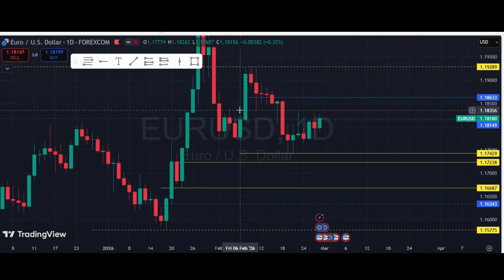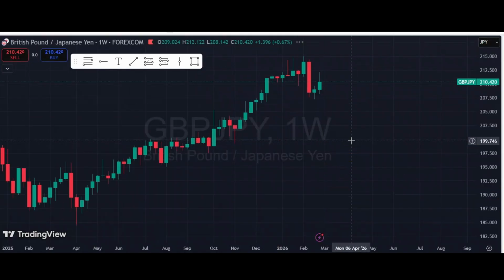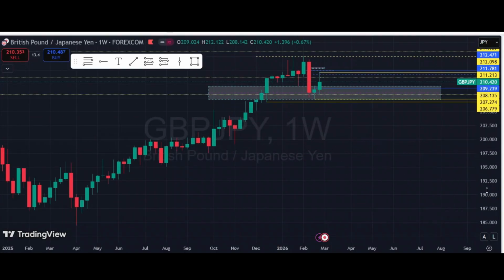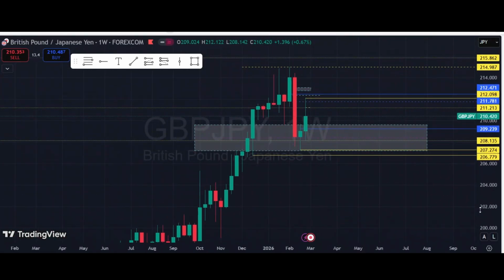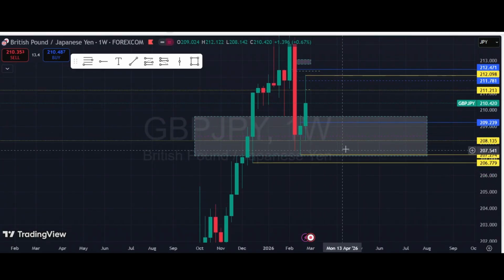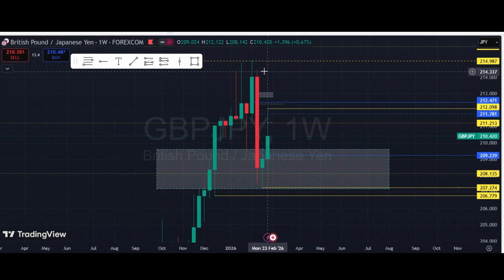Then next we'll be dropping to our last pair for the week, which is also on the weekly, British pound JPY. We are starting on the weekly, as last week price respected the fair value gap on the monthly, and this week we are looking at this dealing range, the highs and the lows of this particular area. So the price reacted to the order block on the upside, as you can see, as last week price reacted to this order block.